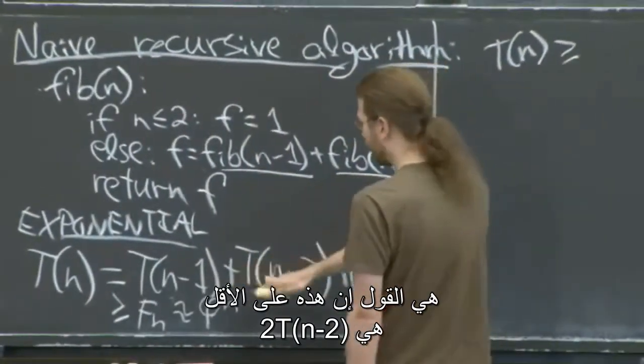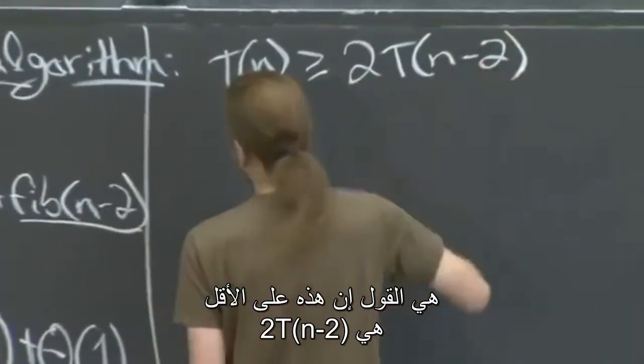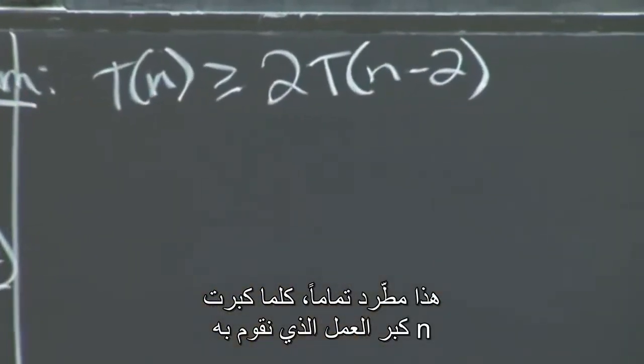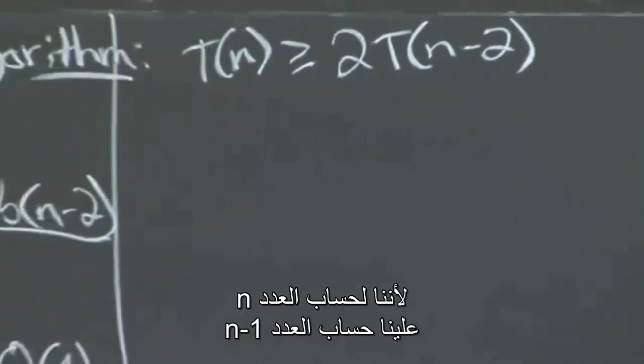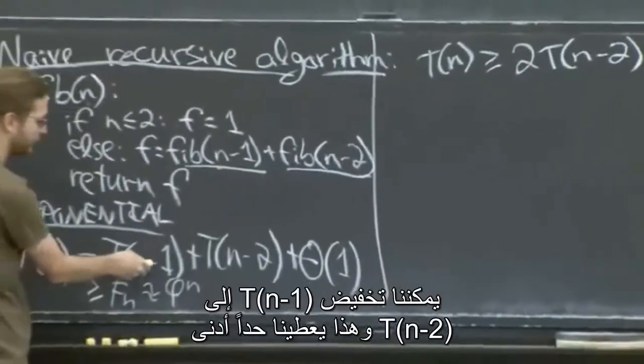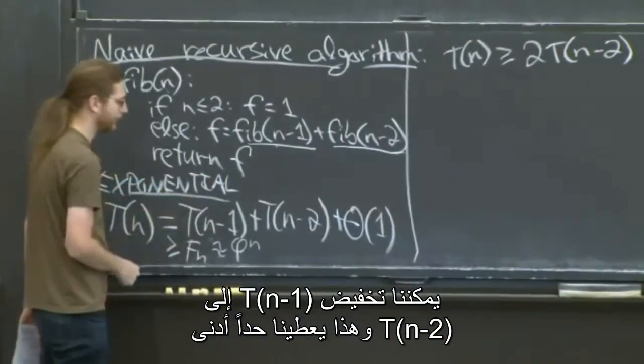And so another way to solve it, it's just good review, say, oh, well, that's at least 2 times T of n minus 2. Because it's going to be monotone. The bigger n is, the more work you have to do. Because to do the nth thing, you have to do the n minus first thing. So we could just reduce T of n minus 1 to T of n minus 2. That will give us a lower bound.